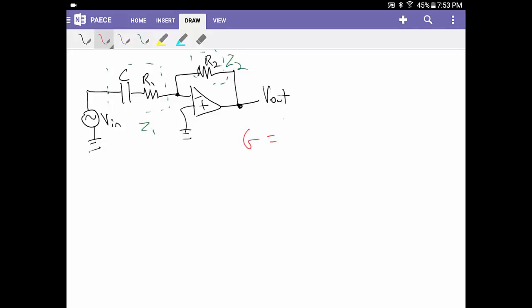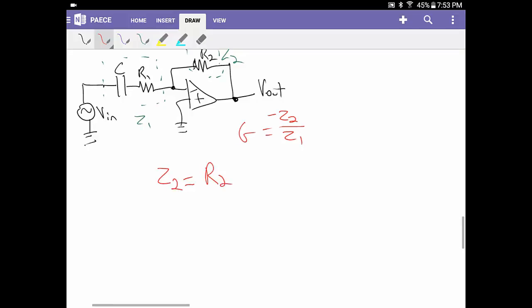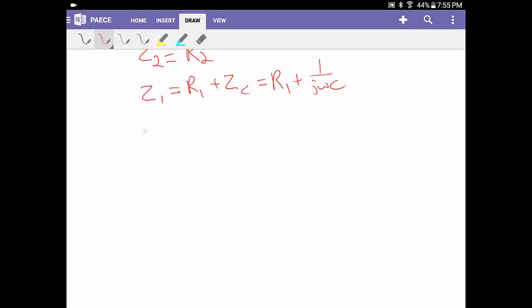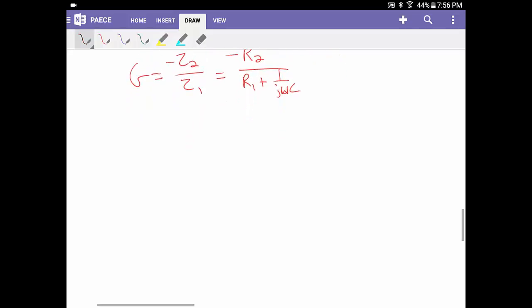We know that gain is equal to Z2 over Z1 based on the inverting op amp, and in this case, Z2 is going to be equal to R2. That's pretty easy. Z1 is just going to be R1 plus the impedance of the capacitor, which is equal to R1 plus 1 over j omega C. And from all of our previous examples and what I mentioned before with the inverting op amp, Z2 over Z1 is just going to be equal to negative R2 over R1 plus 1 over j omega C.